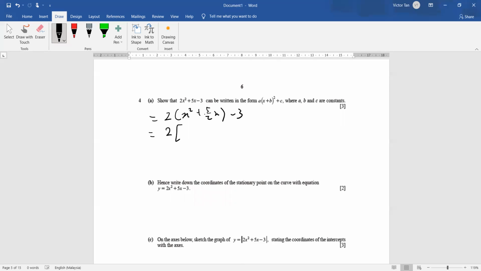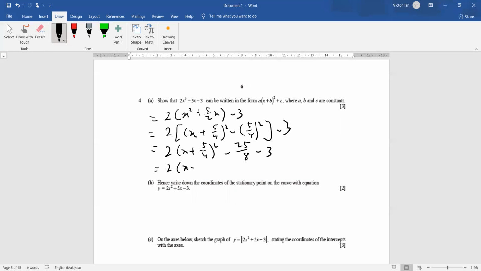Then complete the square. So it's half of 5 over 2, which is 5 over 4, squared, minus 5 over 4 squared. Then expand. 2 times 25 over 16 is 25 over 8, minus 3. (x plus 5 over 4) squared. So 3 times 8 is 24, plus 25 is 49.